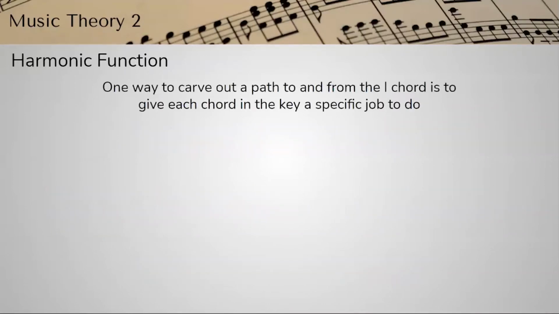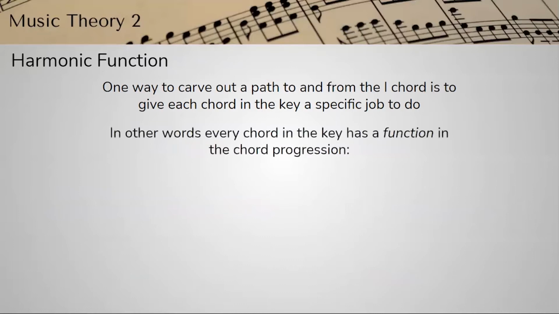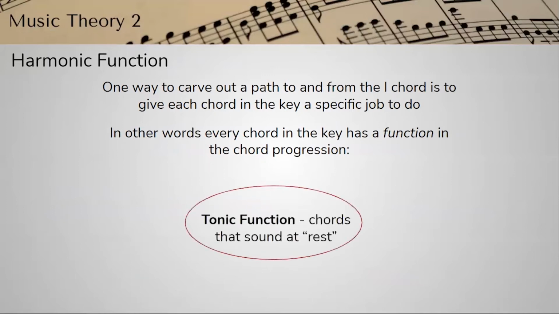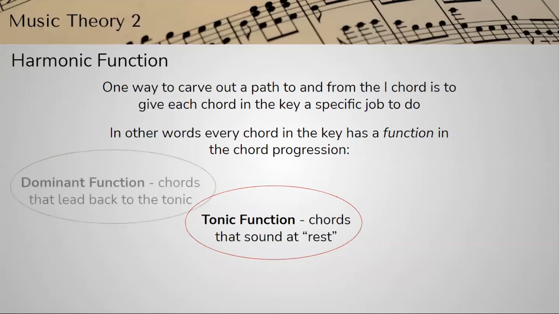Okay, so let's talk about one way to organize this, and this is called harmonic function. This is a way of carving out a path to and from the 1 chord by giving each other chord in the key a specific job to do. Okay? So in other words, every chord in the key has a function in the chord progression. We already talked about one of them, which is the tonic function, and these are just any chords that will sound like they're at rest.